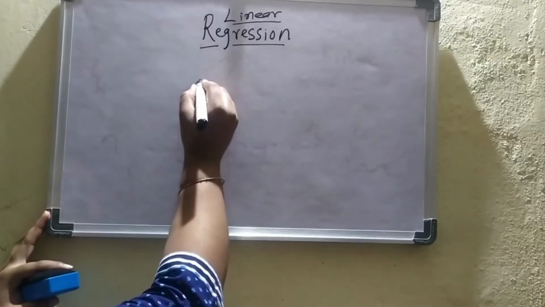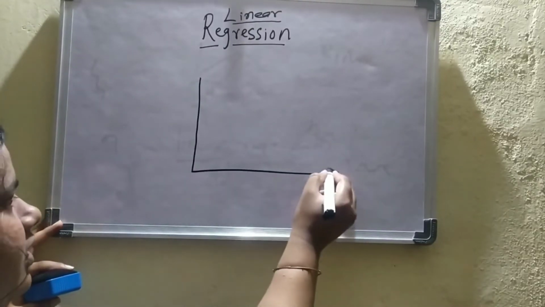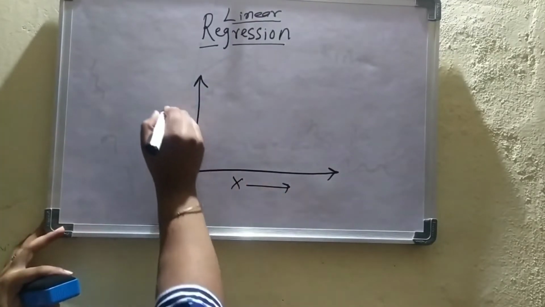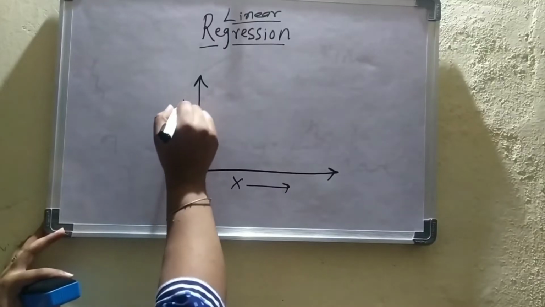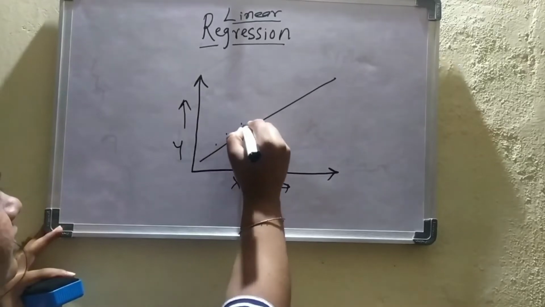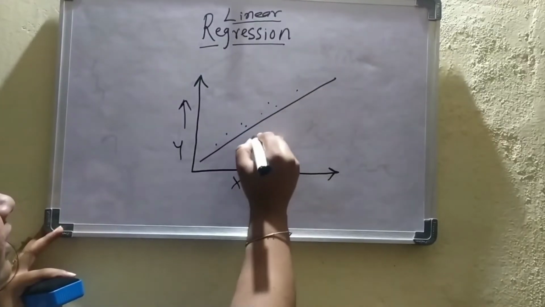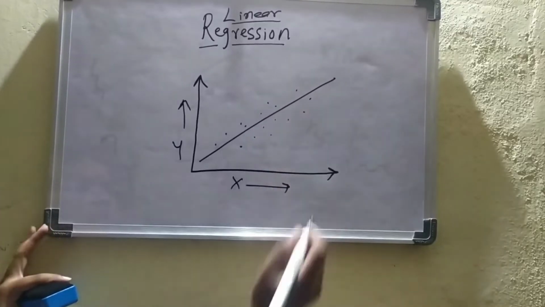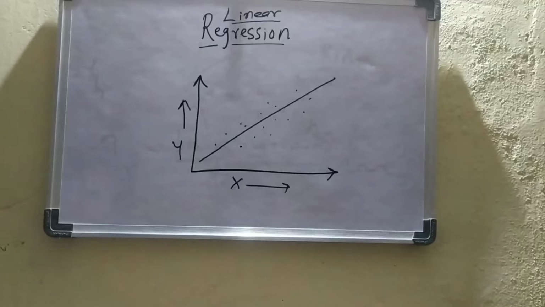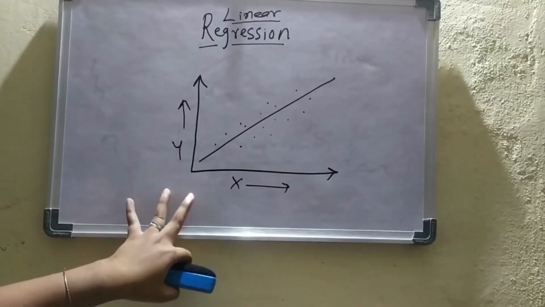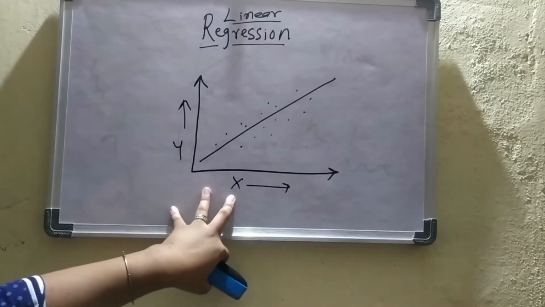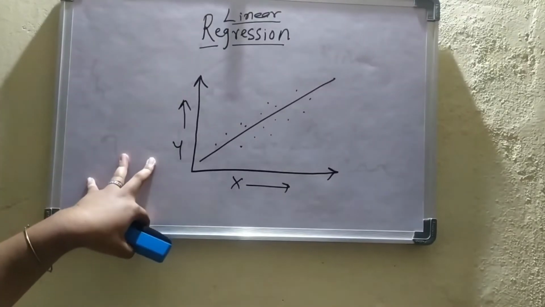Whenever we have a linear relationship among the variables, we use linear regression. Like here, x is one of the variables and y is one of the variables. If they have a plot like this, then we can call it linear regression, where an increase in x is also causing an increase in y. Such a type of relationship is called linear regression or a linear relationship. Here x is the independent variable and y is the dependent variable.